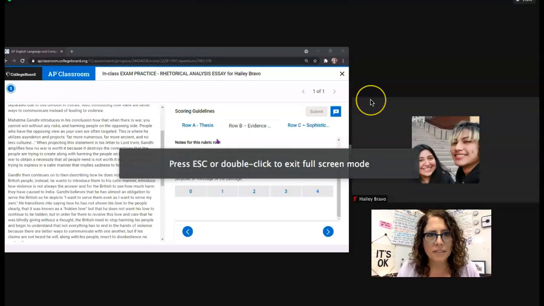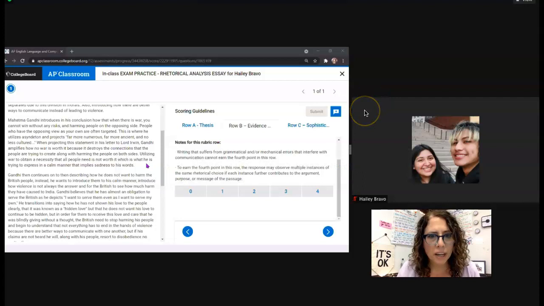We did the thesis. Now we're here at the bulk of it. Let's just read what we're looking for. If there's a lot of grammatical errors or we don't understand the sentences, that's going to knock it down. And if you could just skim the notes for the rubric to the right, Haley, to earn the 4th point: the response may observe multiple instances of the same rhetorical choice if each instance further contributes to the argument, purpose, or message of the passage. Okay, let's repeat that.